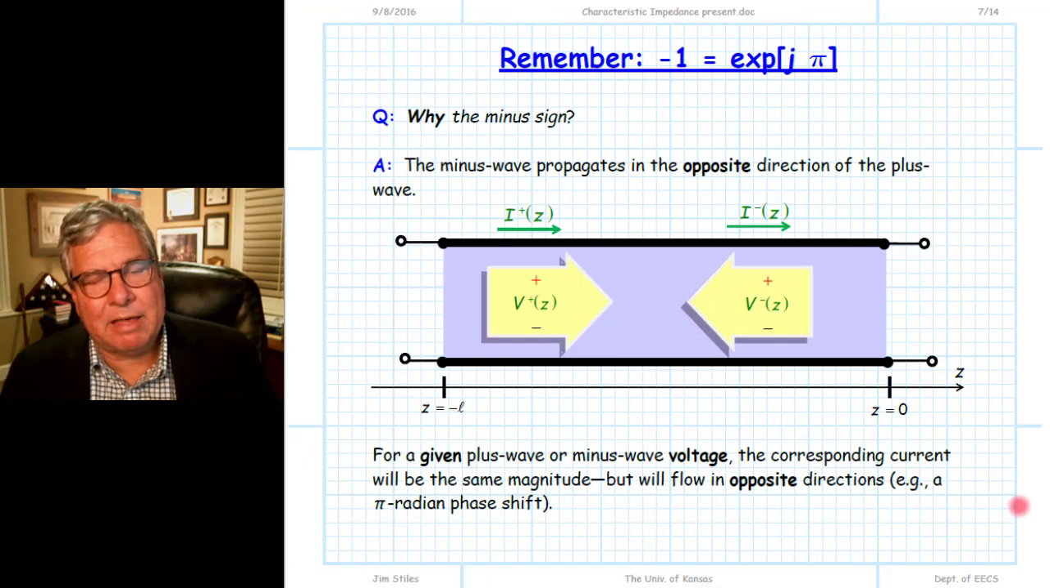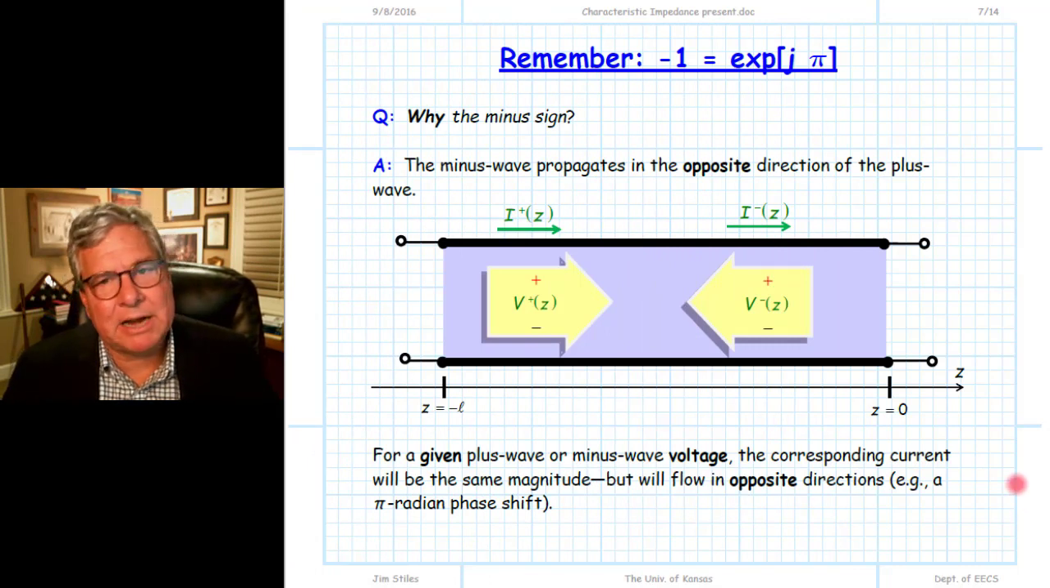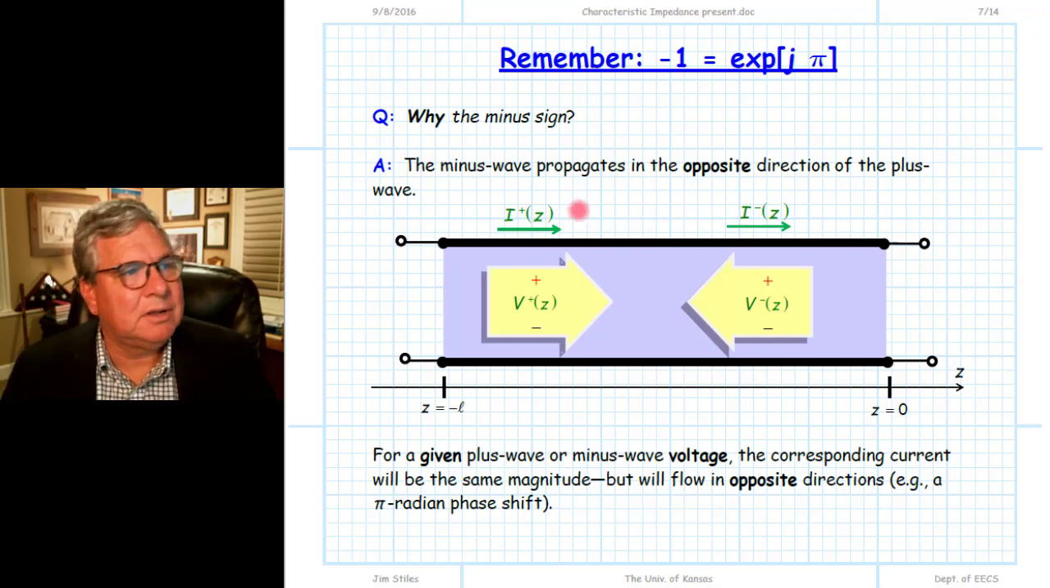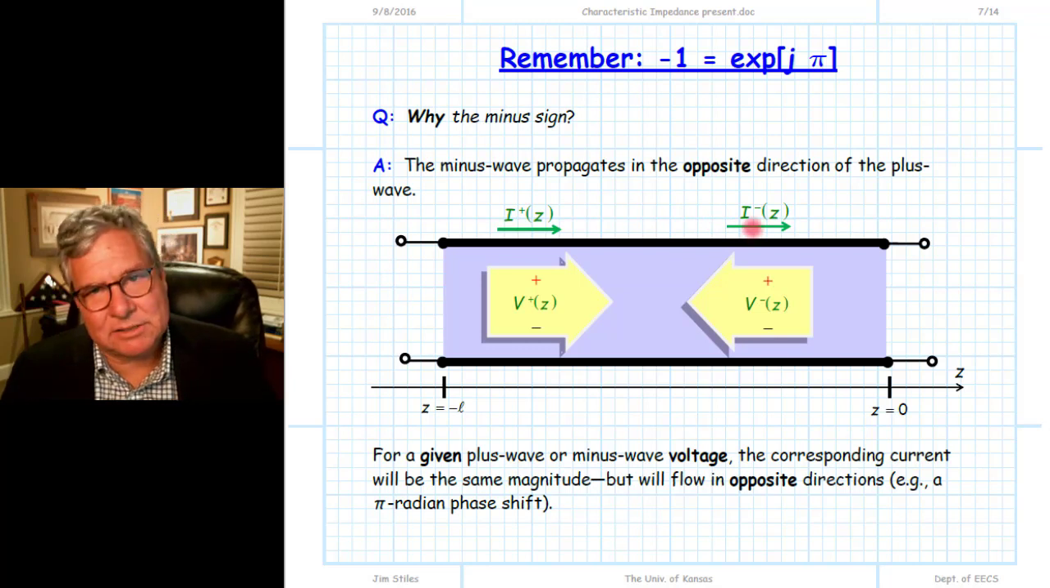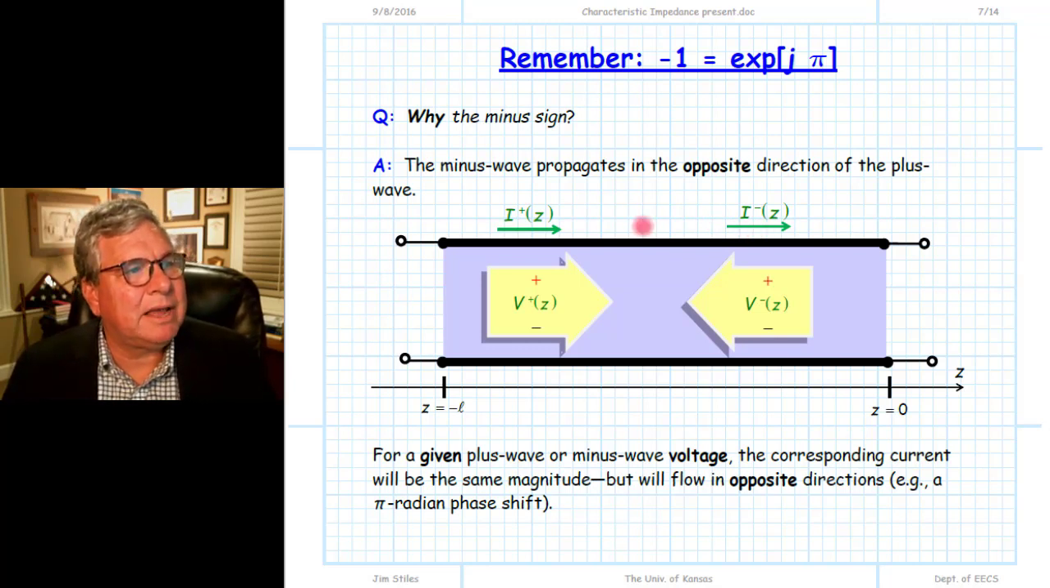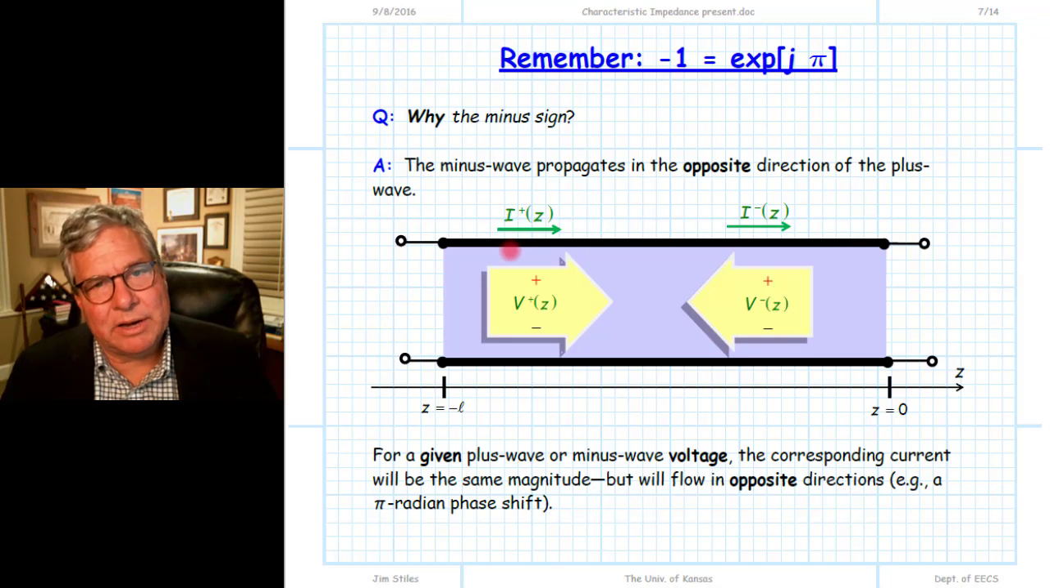Well, without belaboring the mathematics too much, essentially the reason we have a minus sign harkens back to our original notation with respect to current. Remember, our total current, the sum of I plus and I minus, we defined as positive when flowing from left to right, in the direction of increasing z. And so we use that same definition for I plus and I minus. But there's a problem here in that the plus going electromagnetic wave is propagating in the direction of increasing z, and so it's propagating in the direction of positive current.